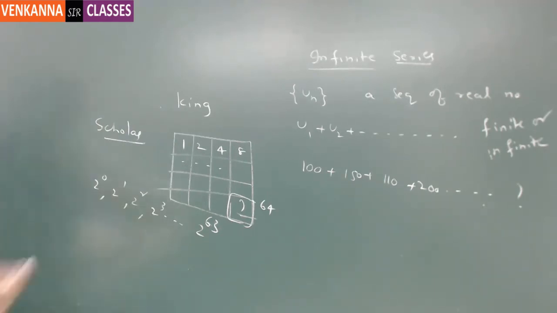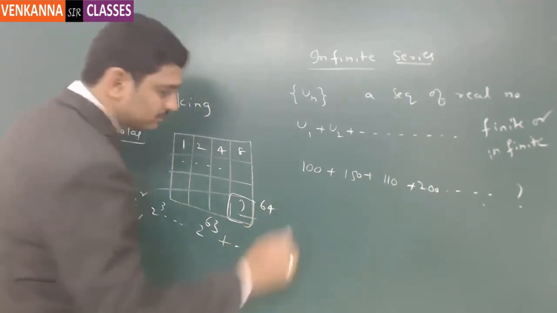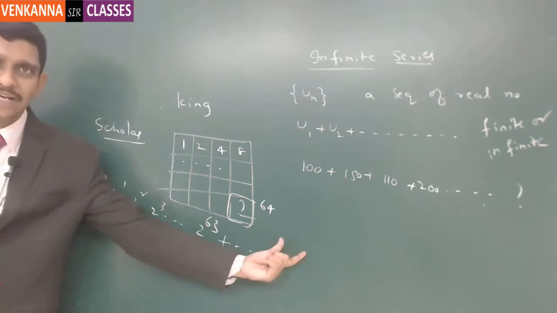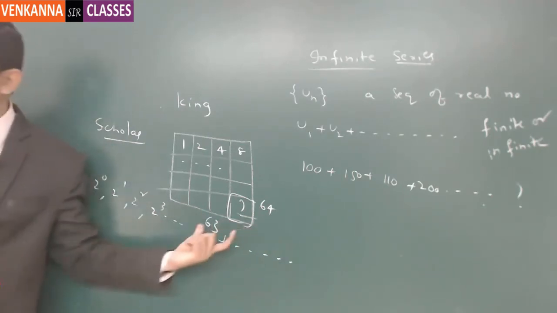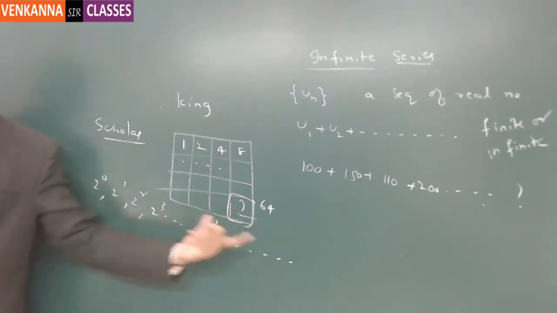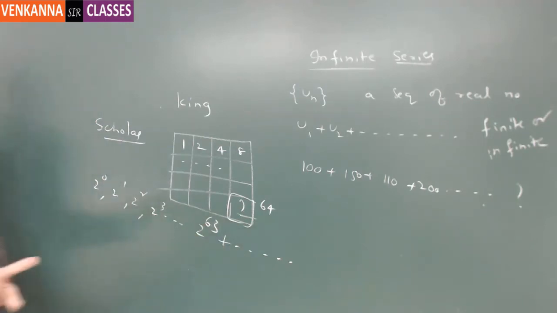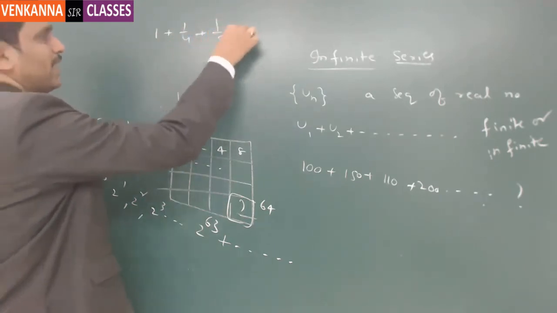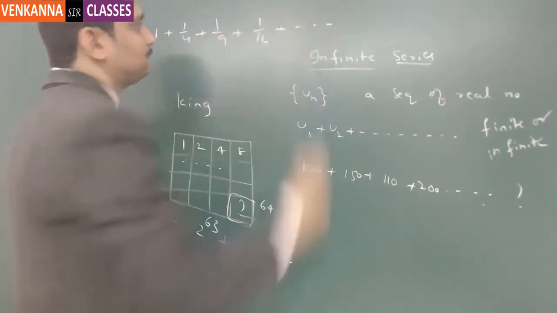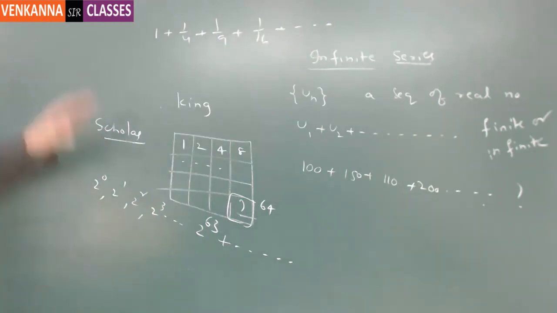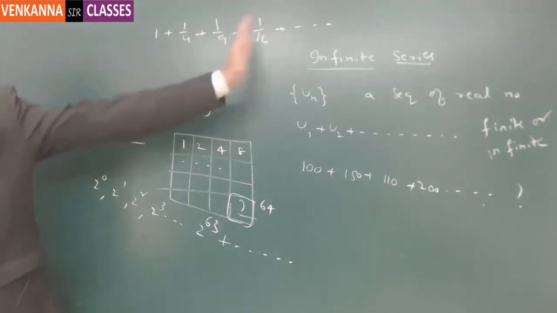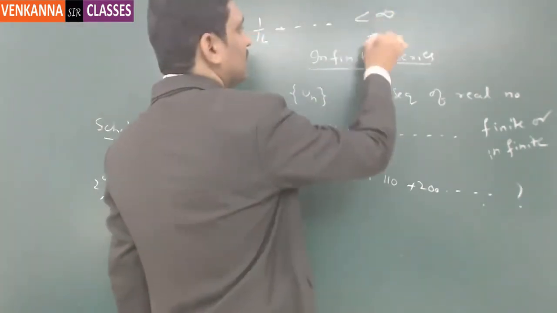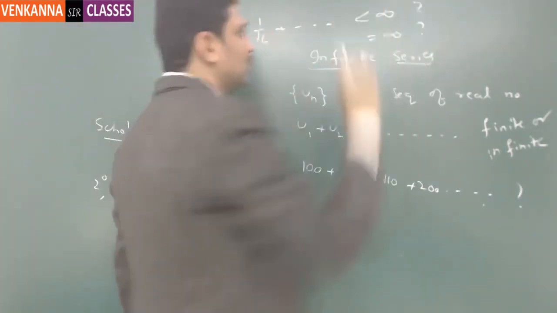So what happens if you take the infinite terms? If this sum is finite, then the sum of the infinite terms is also finite. So it is just the case that you take 1 plus 1 by 4 plus 1 by 9 plus 1 by 16 plus so on. I am asking you that if I add these infinite numbers, the whole sum, is it finite or infinite? That is what I am asking.